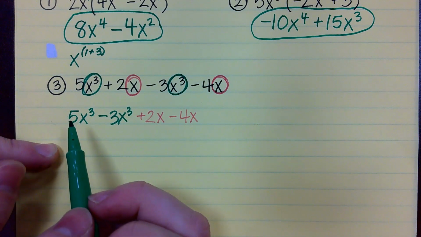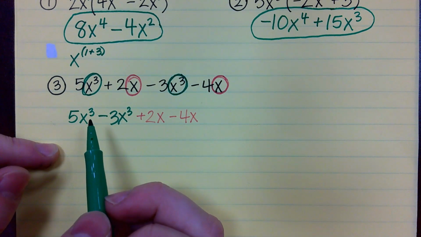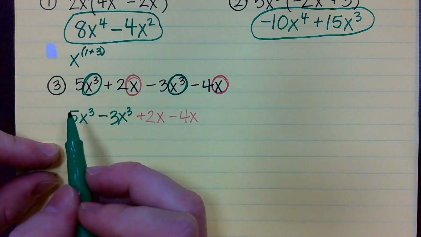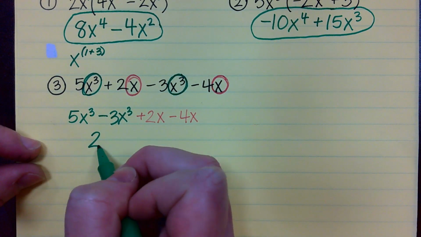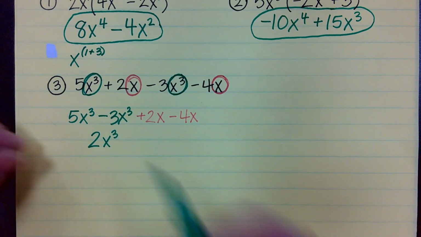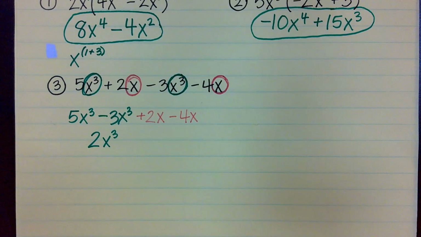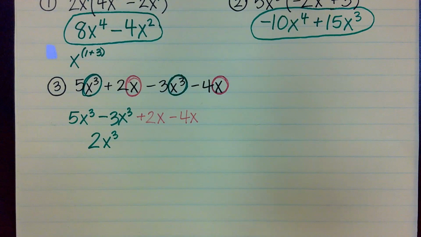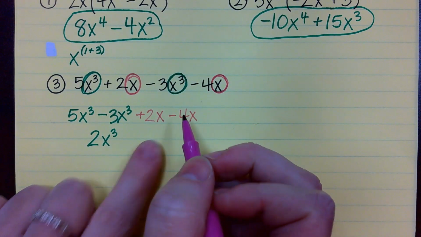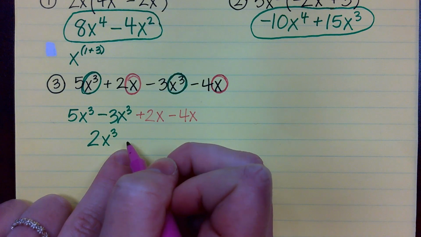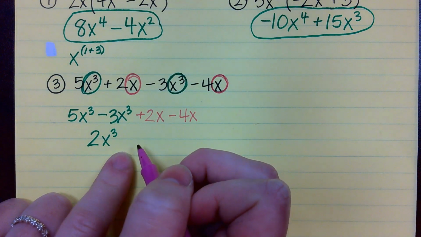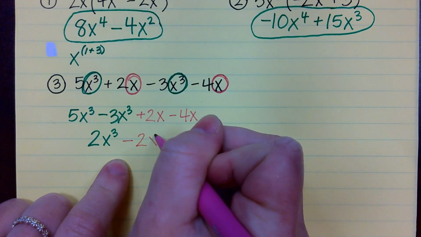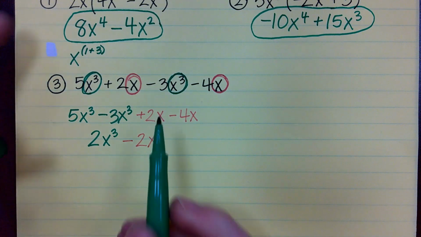Yeah, that's right. I've got 5x cubed, so to the 3rd power you can also say cubed. 5x cubed minus 3x cubed. What's 5 minus 3? 2. x cubed. Don't lose your variable, don't lose your exponent. And now what is 2x minus 4x? Negative 2x. So what should I write beside 2x cubed? Yes, minus 2x. And that is my answer. I'm going to circle it.